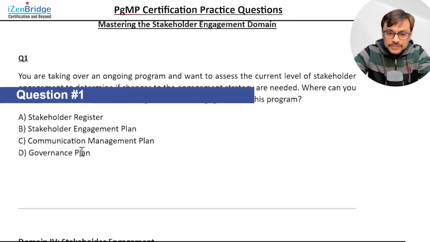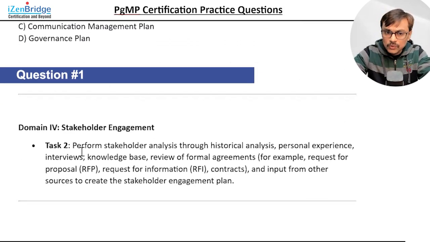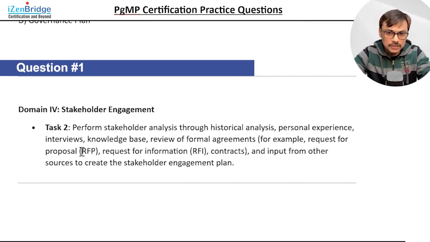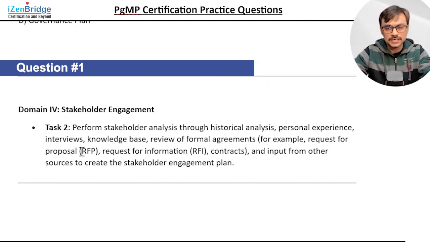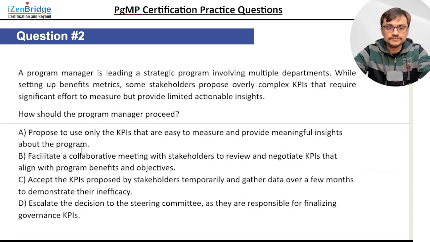We can map this particular question to task 2 of your stakeholder engagement performance domain, which talks about how you need to analyze the understanding of the stakeholders, identify the appropriate engagement strategy, and put those engagement strategies in the stakeholder engagement plan. Task 2 talks about creating and using the engagement plan to make sure the stakeholders remain engaged consistently throughout the program duration.